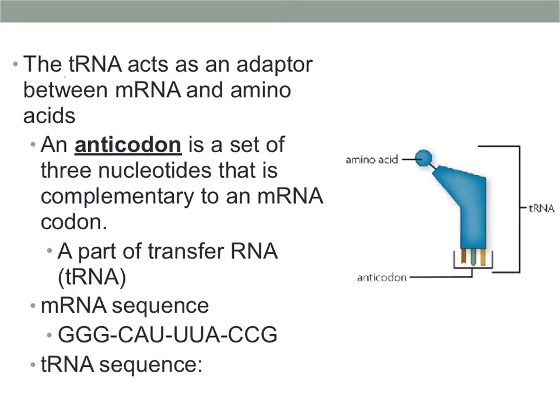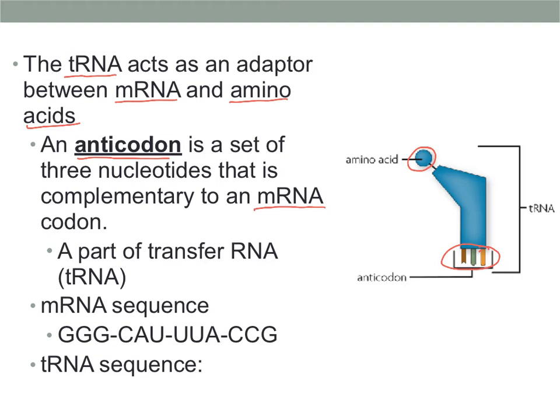So tRNA acts like an adapter between the messenger RNA and the amino acids. Looking at our tRNA molecule, we have amino acids on this end, and on this end we have something called an anticodon. The anticodon is a set of three nucleotide bases that are complementary to the messenger RNA codon. So this anticodon is part of the transfer RNA molecule.